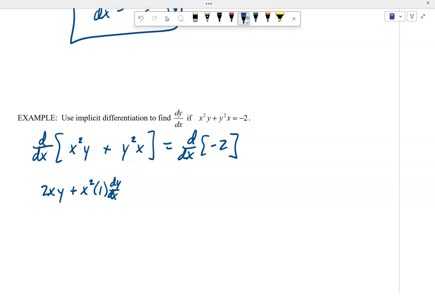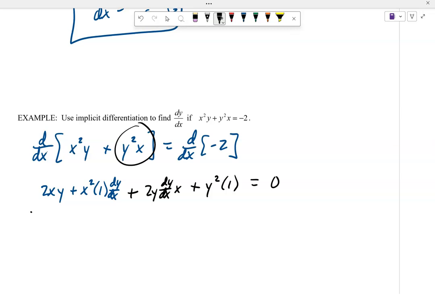Variables do not agree, so I've got to throw on chain rule dy/dx, because I don't know what y is, right? That's my u prime, if you will. That's the y prime part. Plus, now I'm looking at y squared x, so derivative of the first, variables do not agree, times the second, plus the first, derivative of x is just 1. Over here I've got derivative of a constant, which is 0.